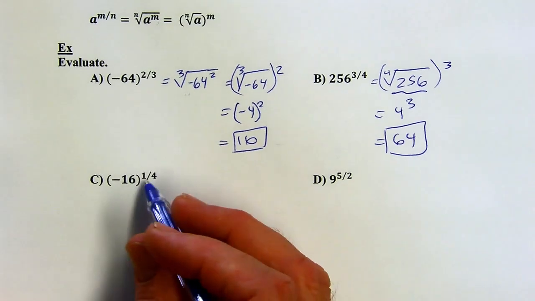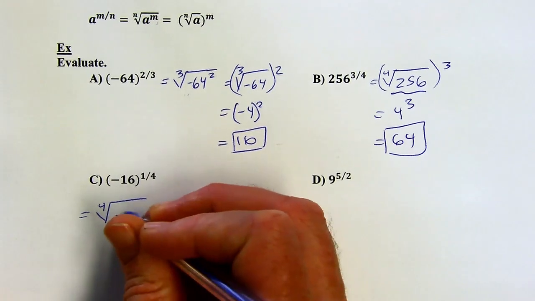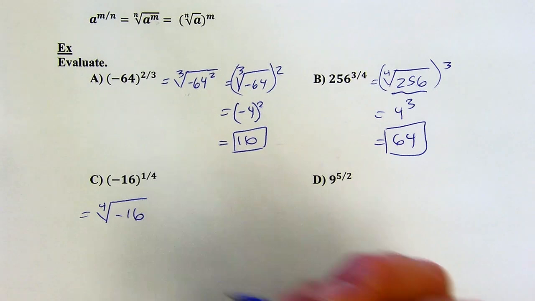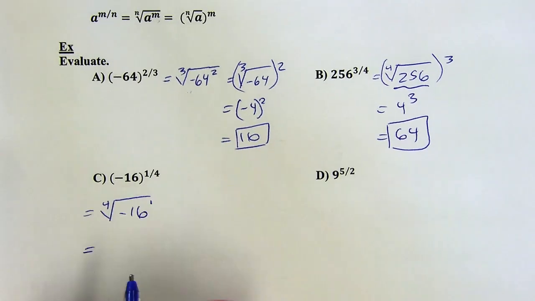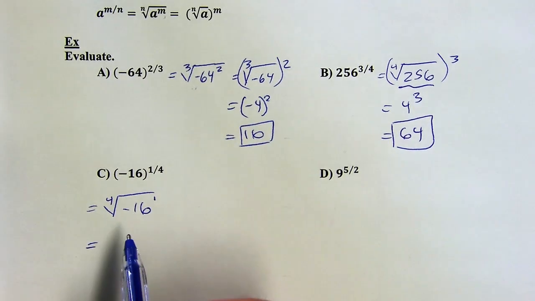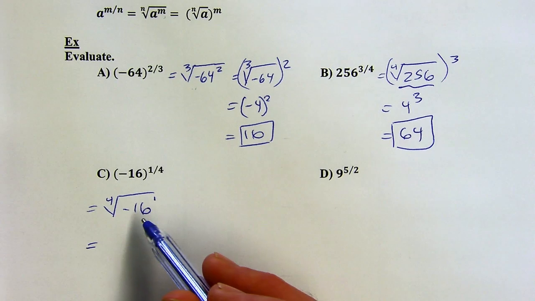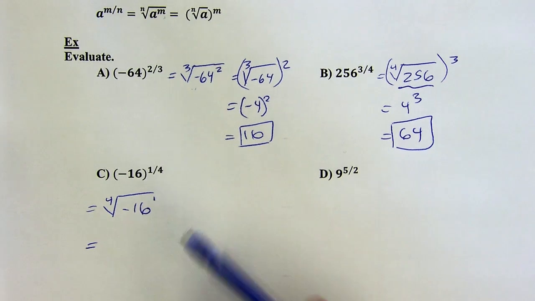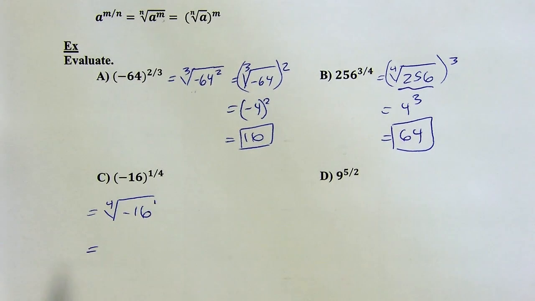I've got negative 16 to the 1/4. So my index is 4. Negative 16 is the radicand. 1 would be an exponent, but it doesn't matter because raising to the first doesn't change anything. So, hey, I know I'm going to need a negative number raised to an even power, and that will always be positive. A negative number to the 4th power, well, I'm taking a negative number and raising it to an even power. Well, that will come out positive. So this is not going to work out.